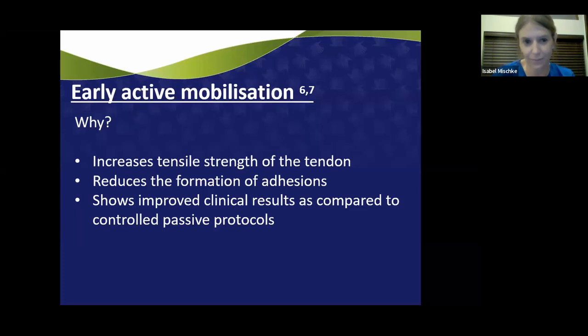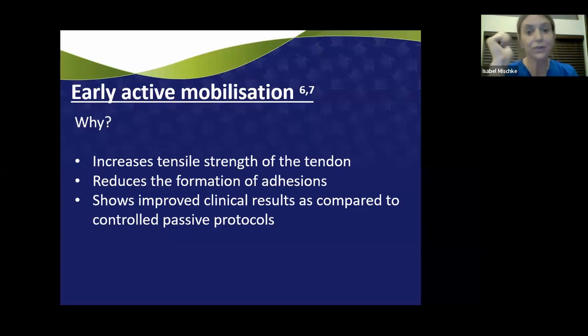Why do we like the early active motion protocol? It increases the tensile strength of the tendon because of the active movement. There's more blood supply to the area. The tenocytes increase in the tendon, so the tensile strength of the tendon is stronger. It reduces formation of adhesions because there's a much better active tendon glide. With controlled passive motion, the tendons bunch. Because it's a passive motion, there's no pull through of the tendon because there's no active muscle contraction. Whereas here you get an active muscle contraction, so the pull of the tendon, the gliding of the tendon is much better.